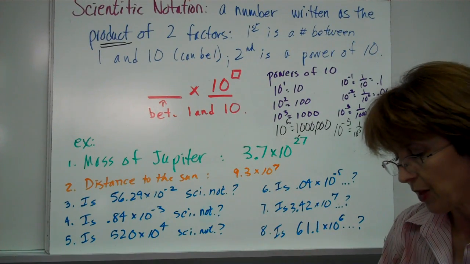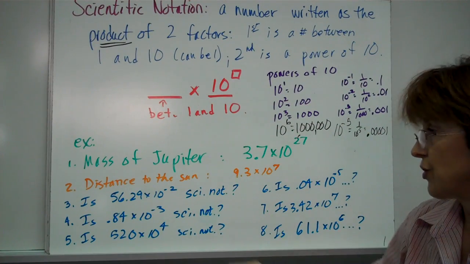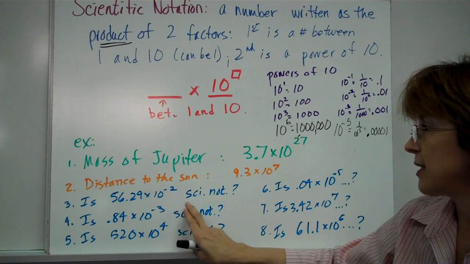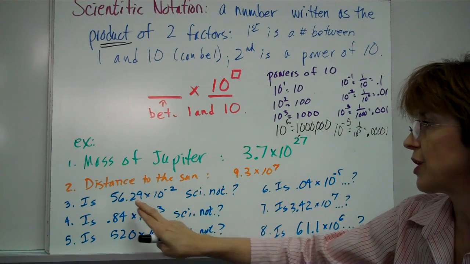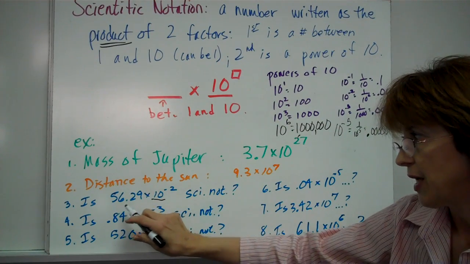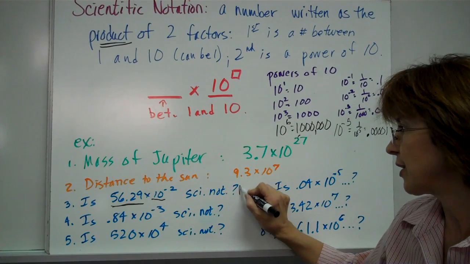Now I'm going to give you some numbers, and I want you to see if these are written in scientific notation. Is 56.29 times 10 to the negative 2 a number in scientific notation? Well, is this a power of 10? That's checked. It's a product. That's good. But is this a number between 1 and 10? So no, it is not.